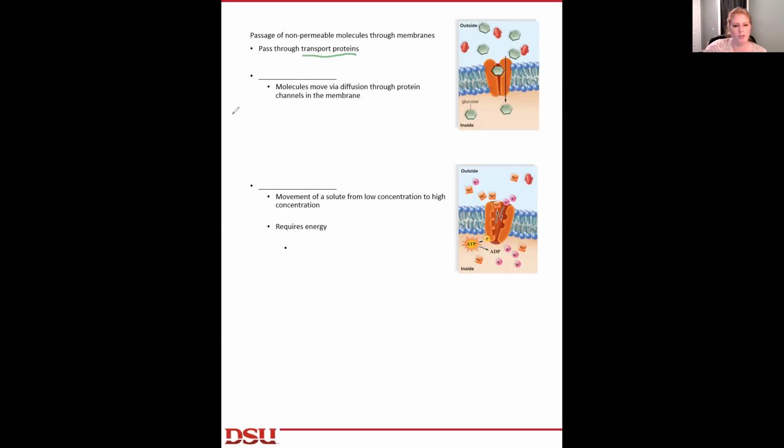So when we're using transport proteins, there's a type of movement that's called facilitated transport. Okay, so facilitated transport, we're going to have molecules move via diffusion, okay, through protein channels.